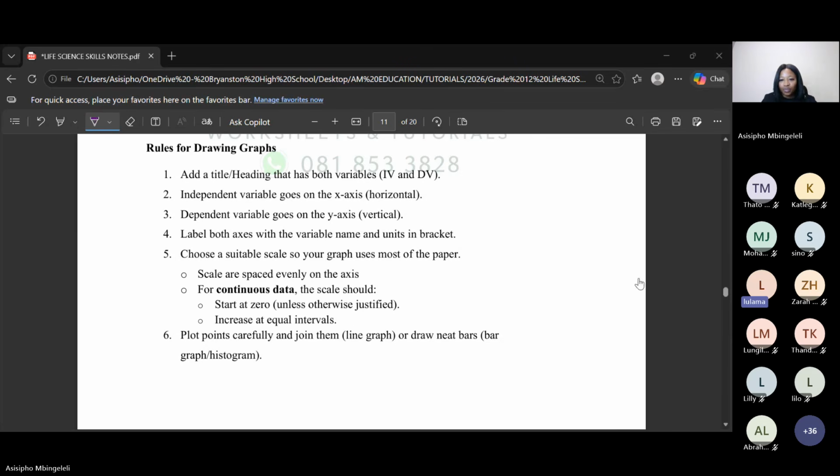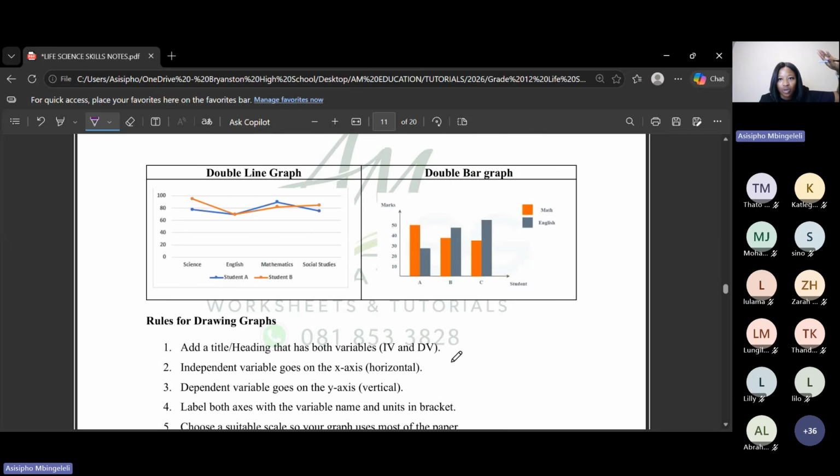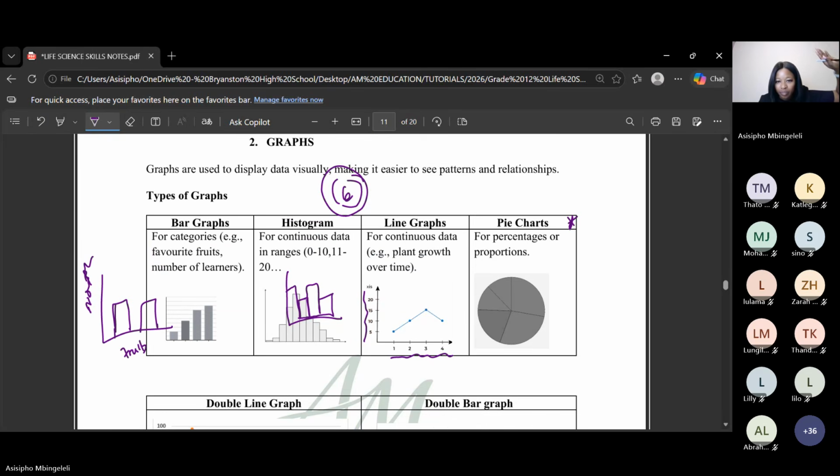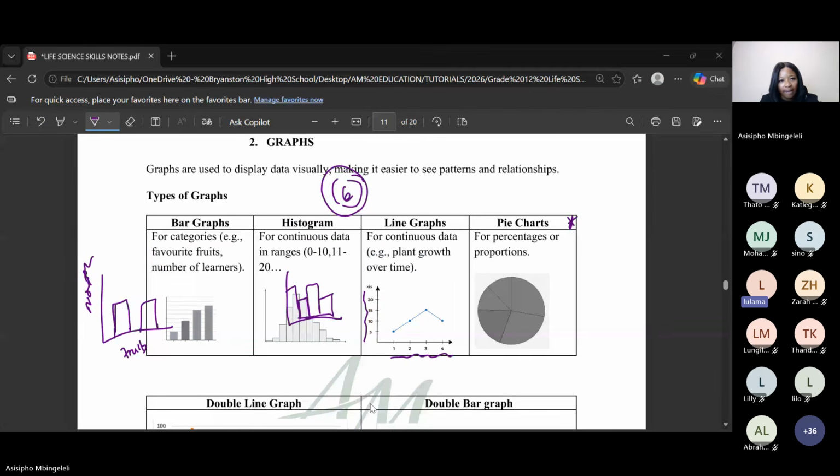Okay. Yes, ma'am. Since we were asked to draw the stick diagram and we were never taught how to draw that one, how can we draw it? Which one, ma'am? A stick diagram. I think it was question 2 in Gauteng. Do you want to send me a picture? I don't know what a stick diagram is. I also don't know, ma'am, but we were asked to draw it.